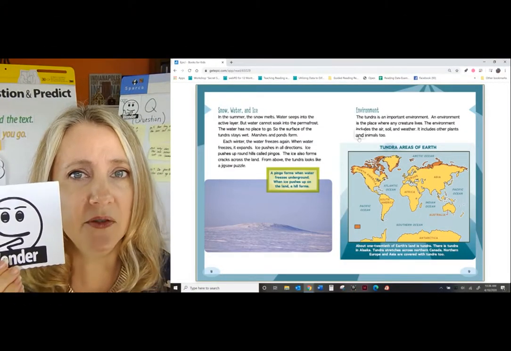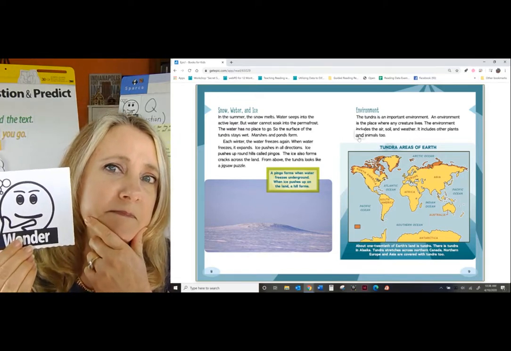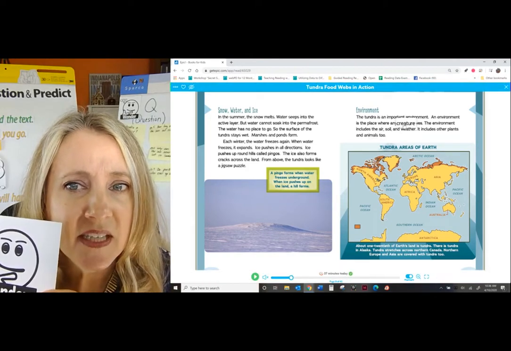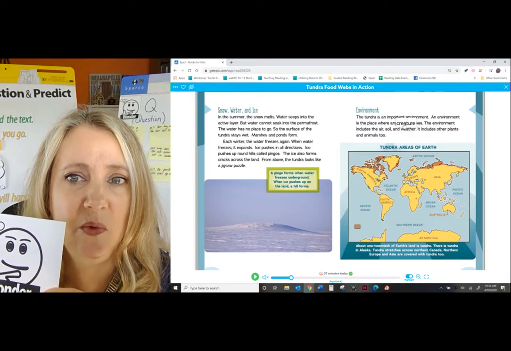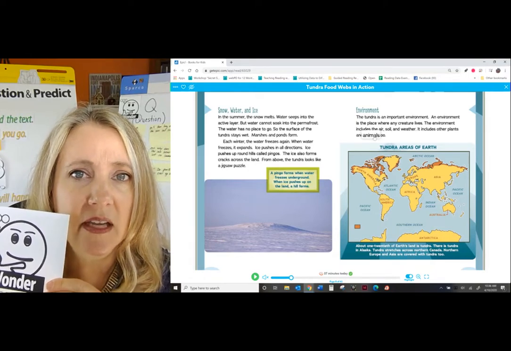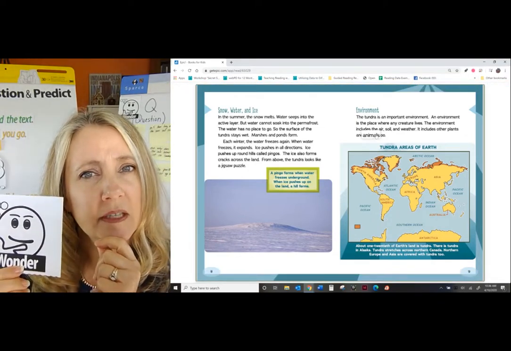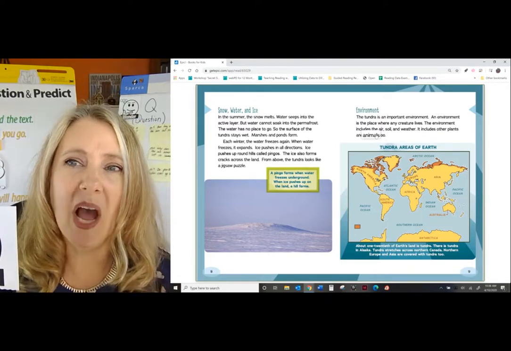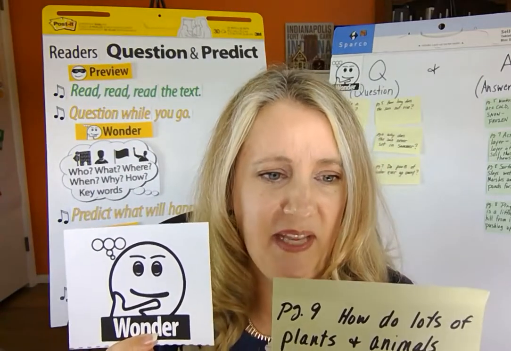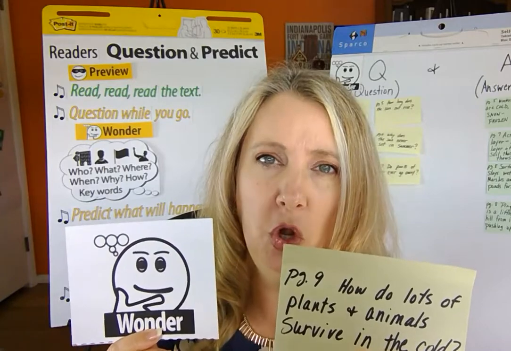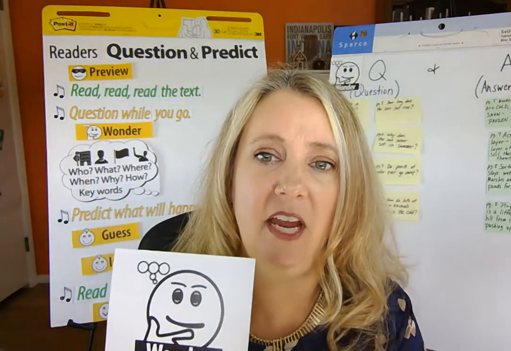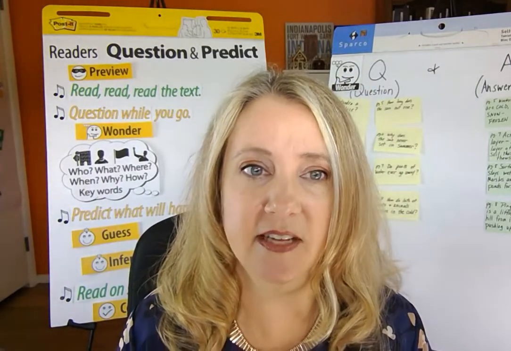Did this make you think of anything else? Were you maybe wondering about creatures? It says that an environment is a place where any creature lives. And so there are plants and there are animals. Are you wondering about those creatures? Yeah. Are you wondering maybe what kinds of creatures are in the tundra? Or are you wondering how do lots of plants and animals or creatures survive in the cold? Now that we know it's cold, are you wondering that? How do they survive? Yeah, pay attention to what your thinking voice is saying to you.